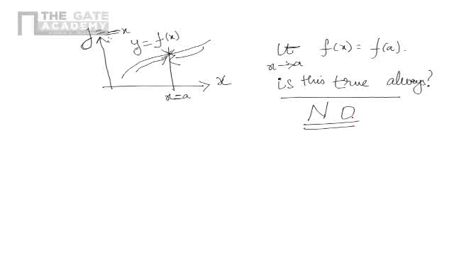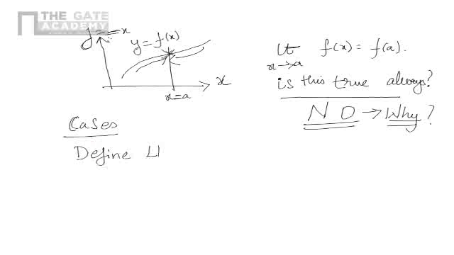Now let us see some cases to understand why this is no. The moment I have said no, we should understand why it is no. Okay, now let us see a few cases. And first thing, as a requirement, we will define what we mean by left hand limit and right hand limit.